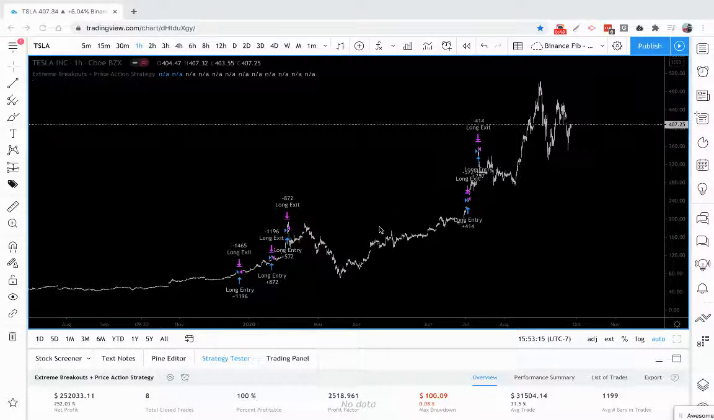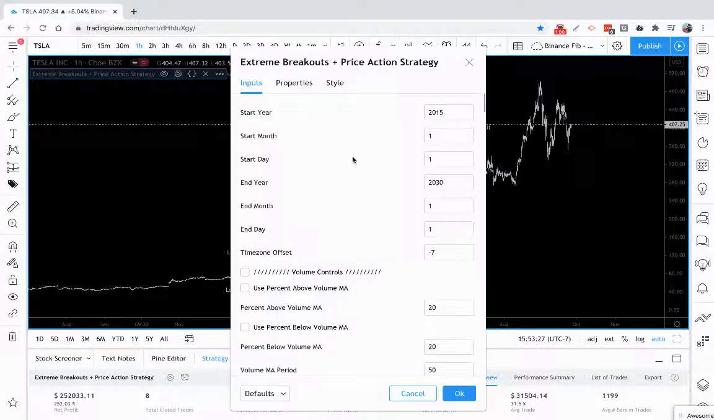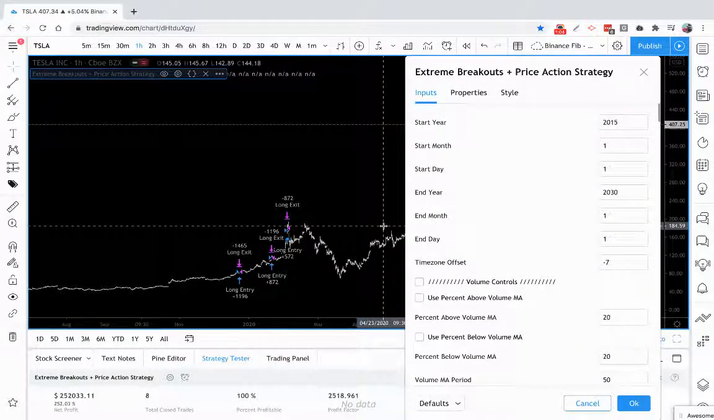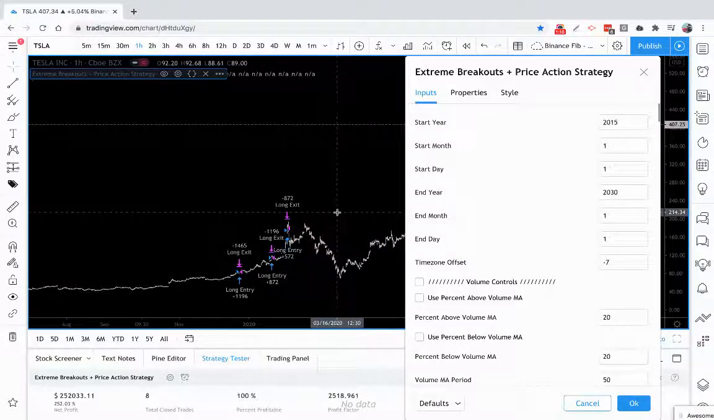And being able to detect the true price actions is what separates traders that lose money from the handful of elite traders. And with this extreme breakouts and price action strategy, you can define and detect price action patterns as they happen in real time. So with that being said, you can start trading this strategy literally within 60 seconds after you apply it to your chart with all the default settings.